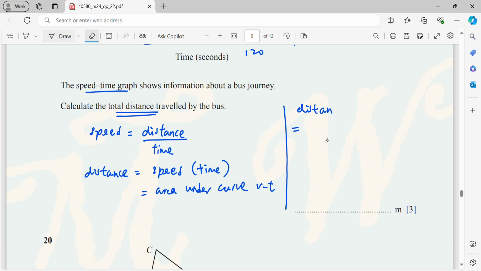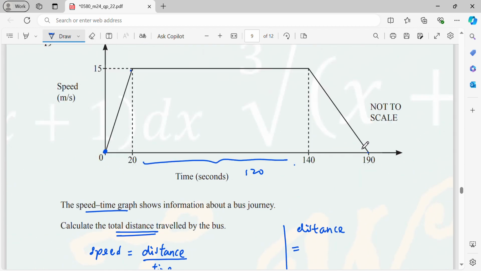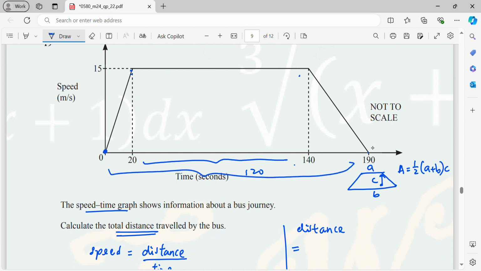So now I need to calculate the total area under the curve. When you look at the curve, this is basically a trapezium. Alright, so for a trapezium, just for information, let's say this is A, this is B, and then the height is C. So the area is basically half of A plus B times C. Okay, that means now I know that this is going to be 120, because 140 minus 20 is 120. Plus the total here, it is 190. And then the height is basically 15, because it shows here.